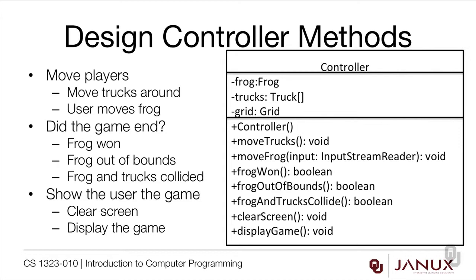We've got to be able to figure out whether the frog won. Notice I returned a Boolean there because either they won or they didn't. Again, we have a Boolean return from frog out of bounds, and we have a method that can tell if the frogs and trucks have collided. It also returns a Boolean. Clear screen and display game, they both return void. So notice the pattern. The data are all private, the methods and the constructors are all public. That is a very typical pattern for many classes.